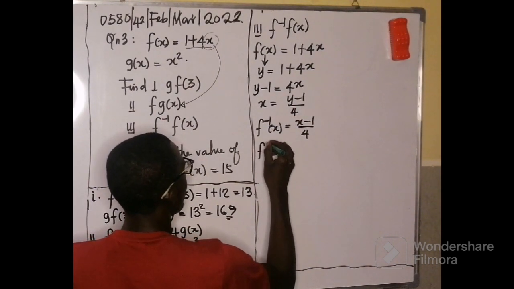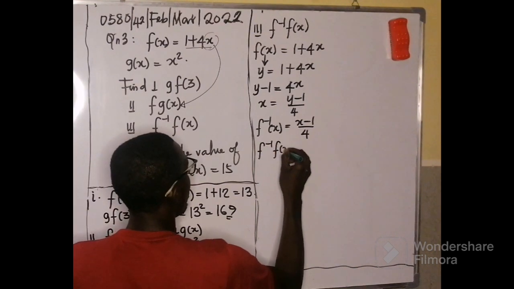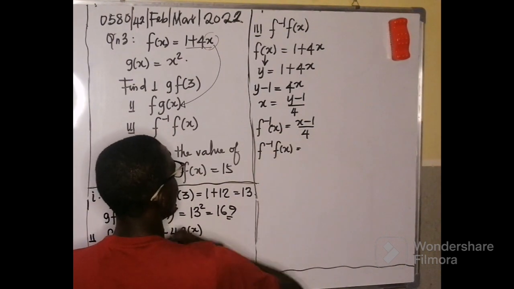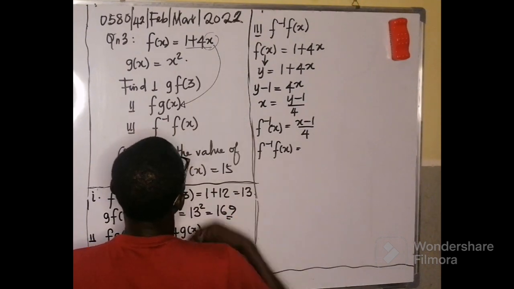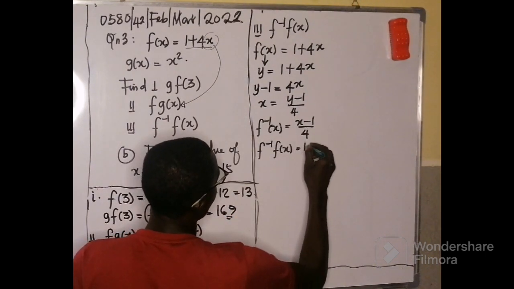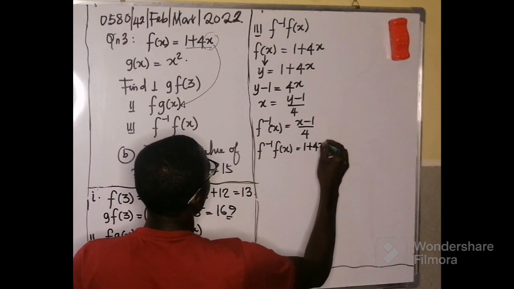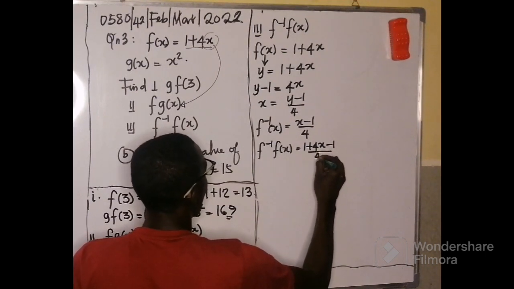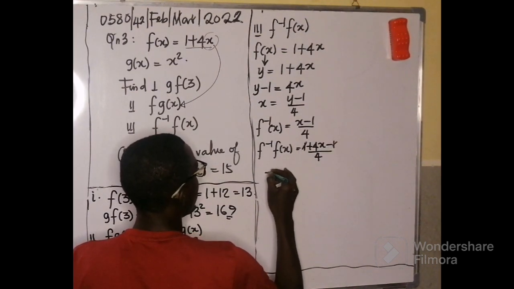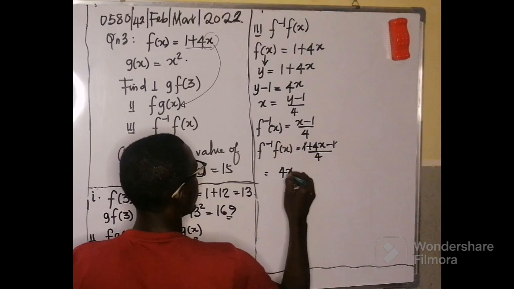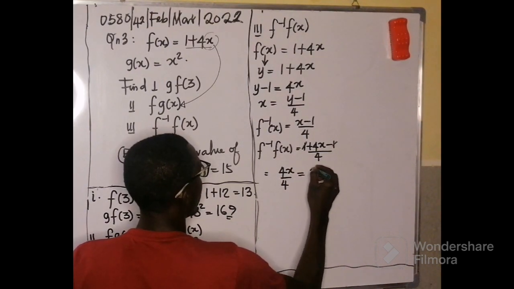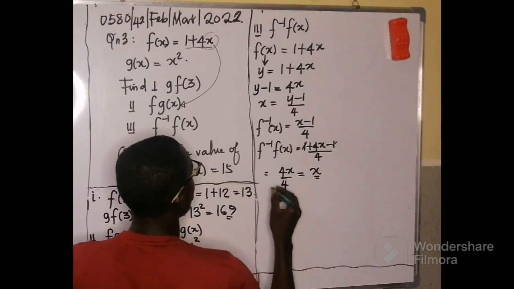But we are looking for f inverse of f of x, meaning whenever you see x in f inverse of x, you introduce f of x. So what is f of x here? 1 plus 4x, then minus 1 over 4. 1 minus 1 is 0, and at the end of the day, you have 4x over 4, and your final answer gives you what? x.